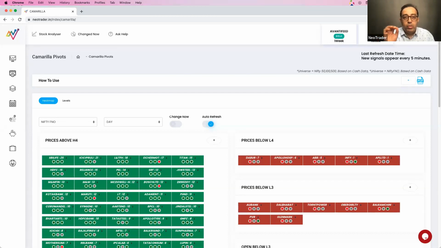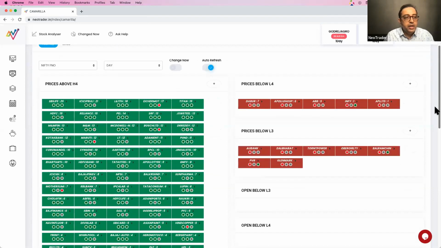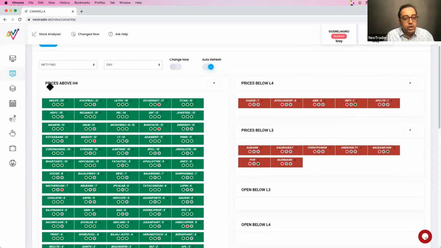These are the problems which all of us have. Now, this particular problem is solved with this particular page. Why? Because in this page, you get to know when a price action is taking the price above H4, when a price action is taking it below L4. So from this page, you immediately get to know how a price is moving, and you can take action.